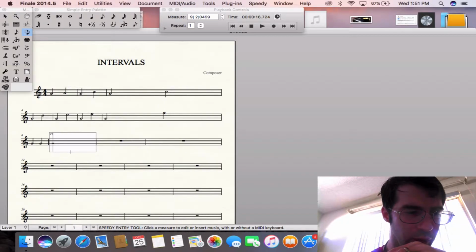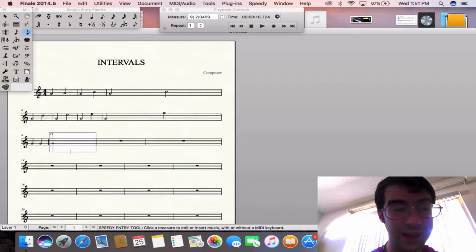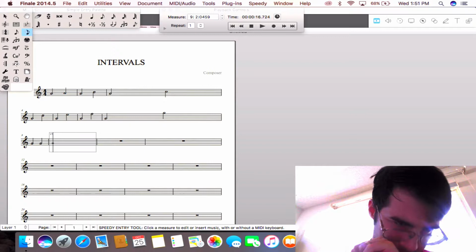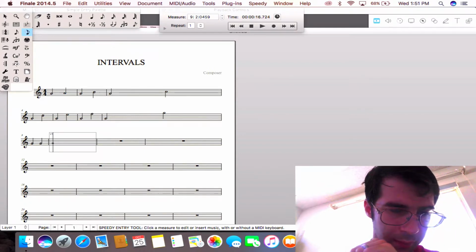So the unison is the same note. The second is when you have one note, let's say G, followed by A. A is the next white note in the series of white notes on the piano. So it is a close neighbor to the G. So that would make it a second.